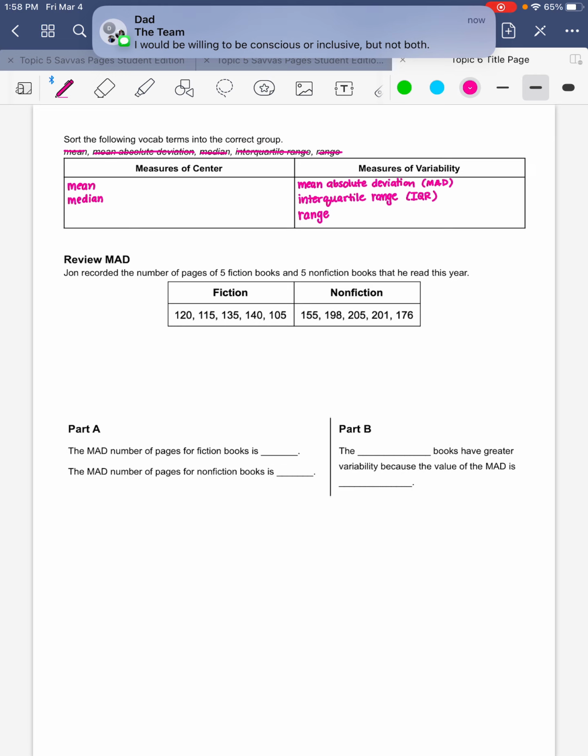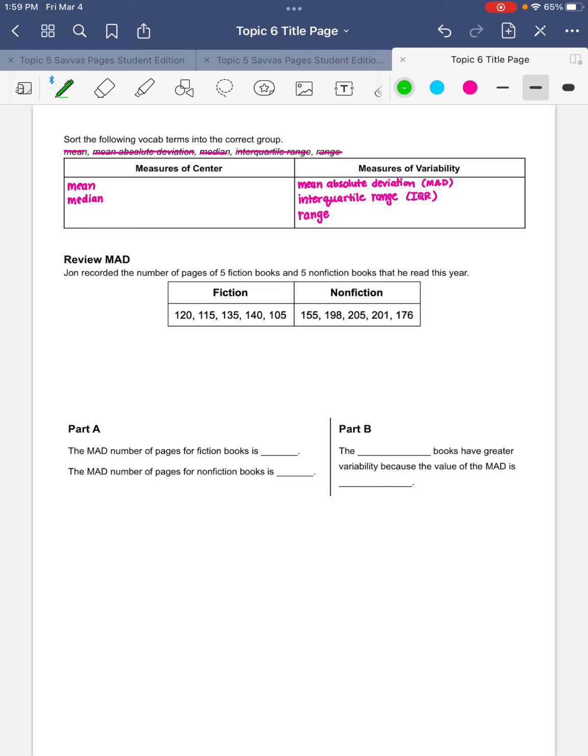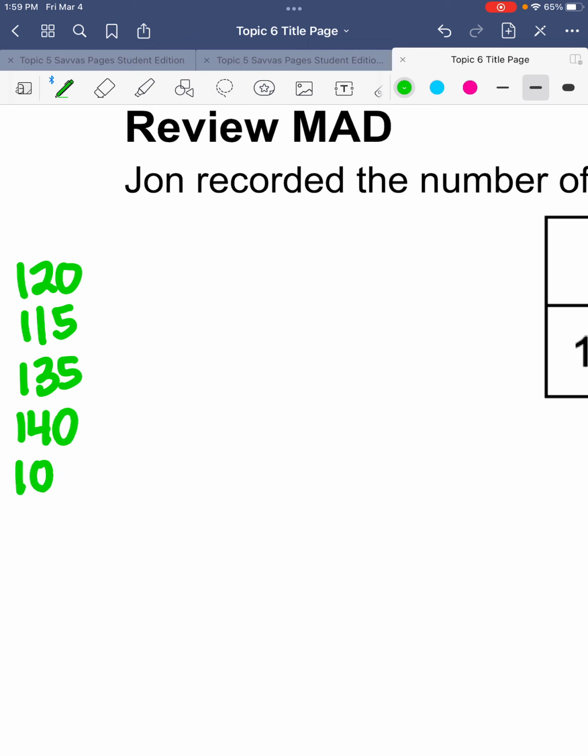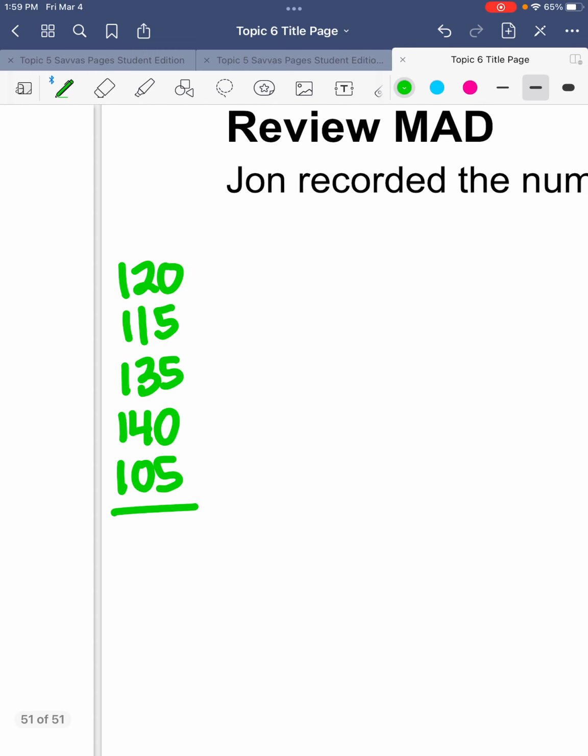So I'm just going to go ahead and start with my fiction group. The way I like to do this is I like to write my data in a vertical line. So we have 120, then 115, then 135, then 140, and last we have 105, right? So you don't have to order your data. But my first step is to add these all up.